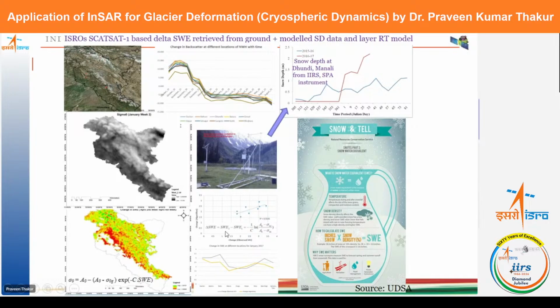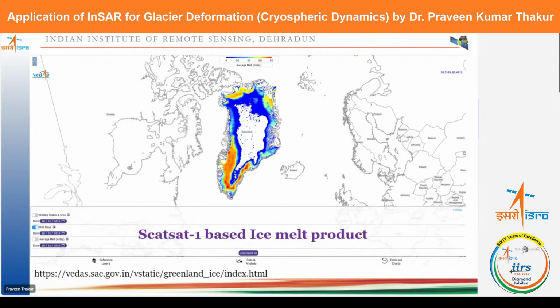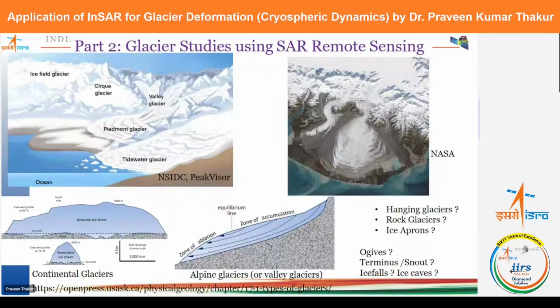And this 1D radiative transfer model is used to estimate the weekly change in the snow water equivalent. Similar products remain at the ISRO's Vedas website, where the SCATSAT-1 based ice melt product is also available. So the second part we'll quickly cover is the glacier part.